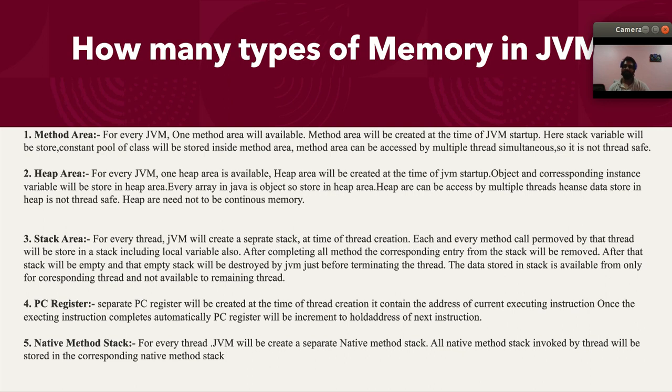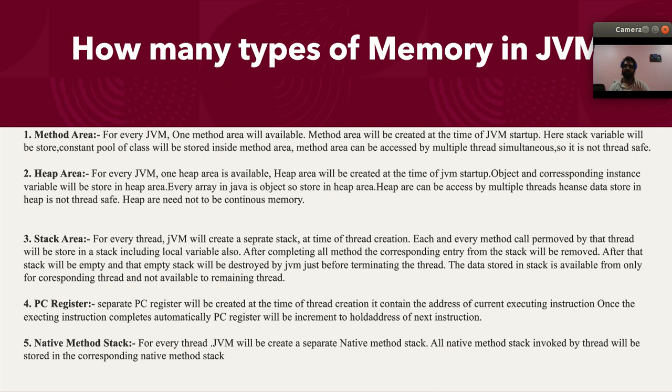Basically, a thread will call a method, right? So that method information will be stored in that stack area. And also the local variables, you know that local variables are defined inside a method. So those local variables are also stored in the stack area. After completing that method call, the stack area will be removed, right? So let's say a thread is created, so JVM will also create a stack area for that particular thread and assign it to it.